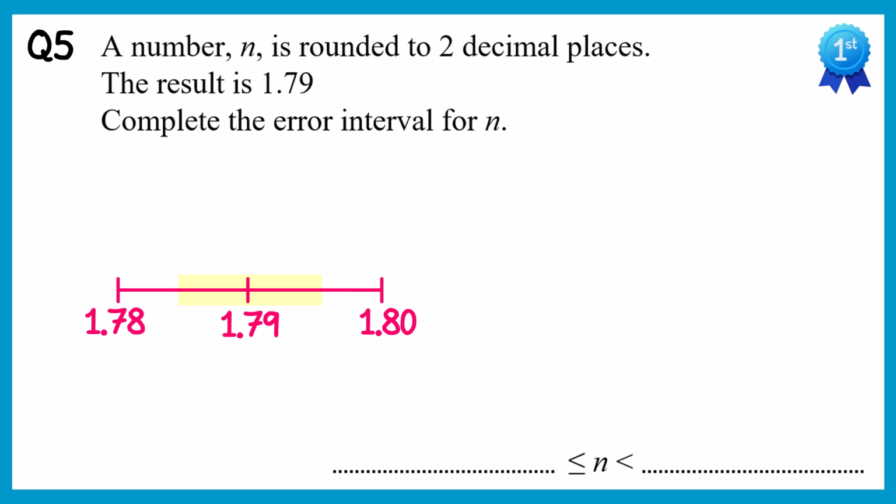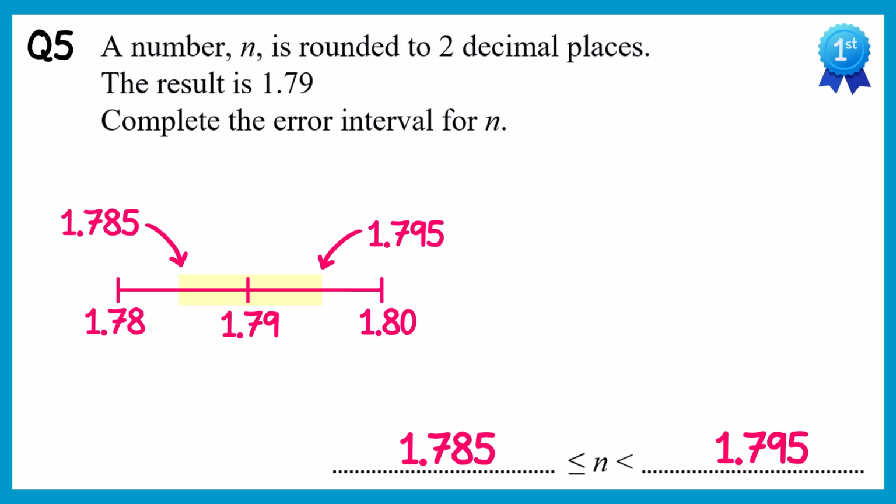So we want to find the number that's halfway in between 1.78 and 1.79, and that's 1.785. And also the number in between 1.79 and 1.8, and that's 1.795. These two numbers form your error interval, so it's 1.785 for the lower one and 1.795 for the upper one. Once again, I have a video on this topic if you find this tricky. There's a link to that in this video's description.